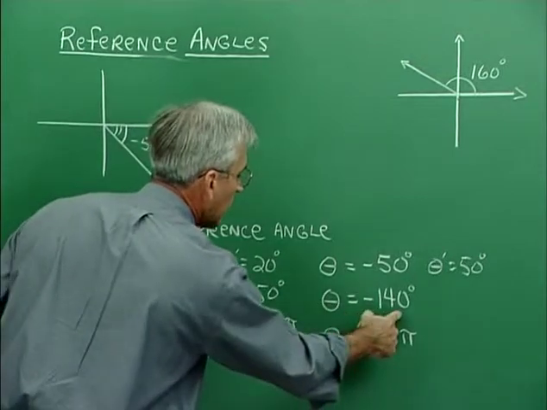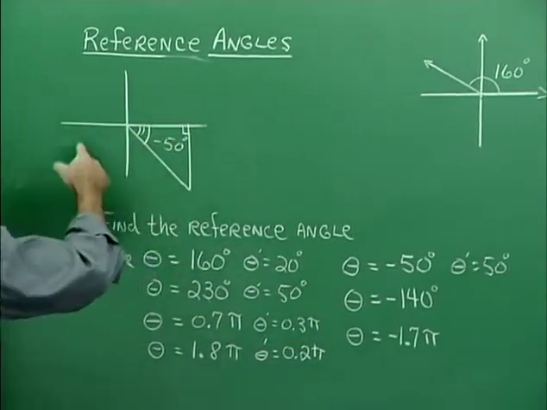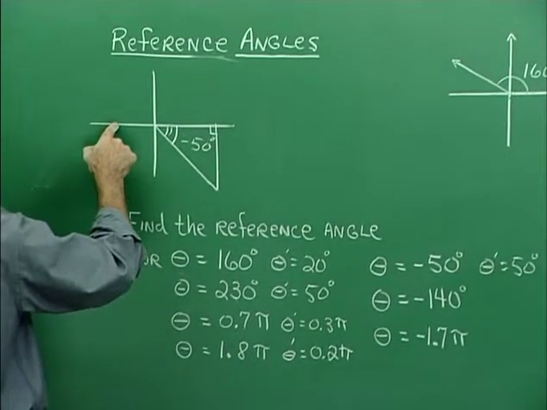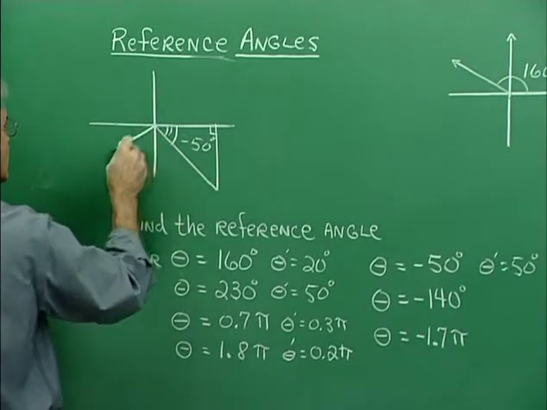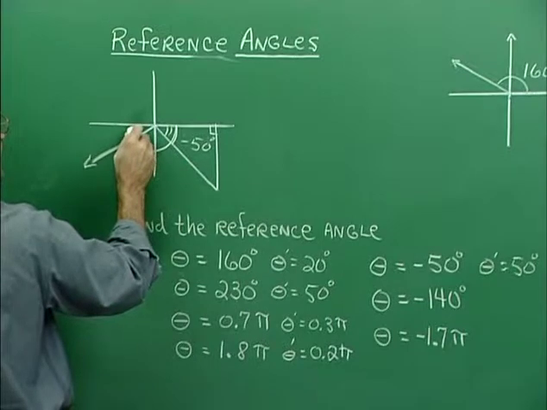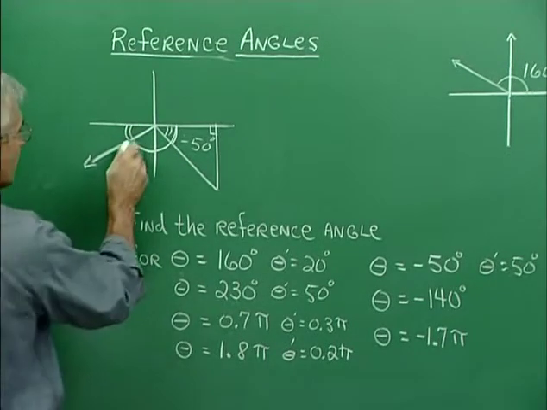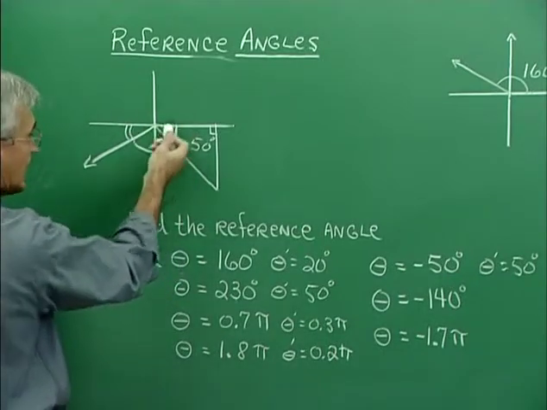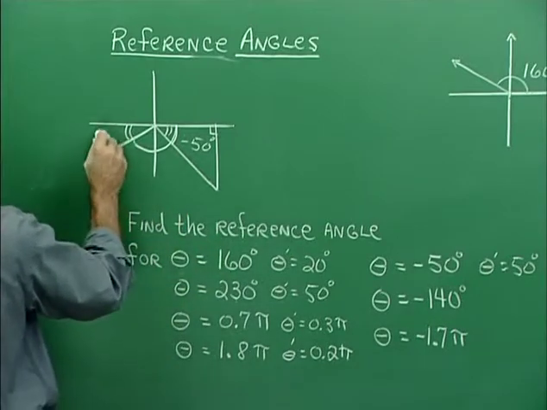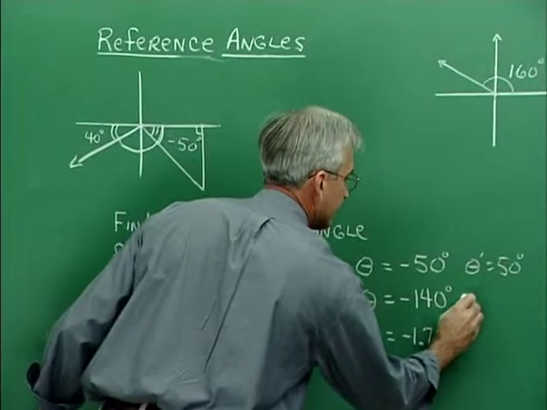How about negative 140? Well, let's see. From here, going in the negative direction, here's negative 90, and then here's negative 180. So negative 140 would be somewhere in this neighborhood. Now what we'd like is the angle that's right in here for our theta prime. So we take our 180 and subtract the 140, and we get a 40 degree angle, so it's 40 degrees in here. So theta prime is 40 degrees.